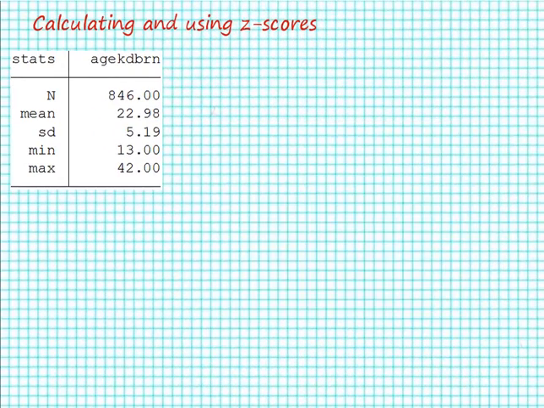Let's apply using these z-scores to some probability kinds of problems. We can ask the question, what's the probability that a woman is 34 years old or older when they have their first child? In other words, we're asking, what's the probability of being 34 or older?